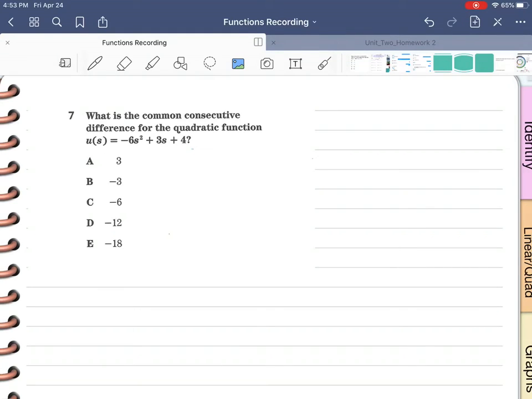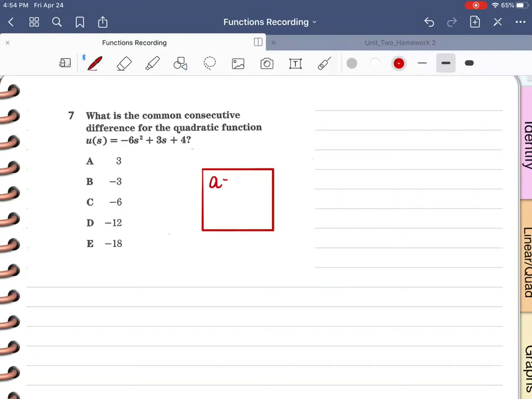Number 7. What is the common consecutive difference for the quadratic function u of s equals negative 6s squared plus 3s plus 4? And just because I want us to practice this, I'm going to draw that variable box and identify my values. So a is negative 6, b is 3, and the constant is 4.